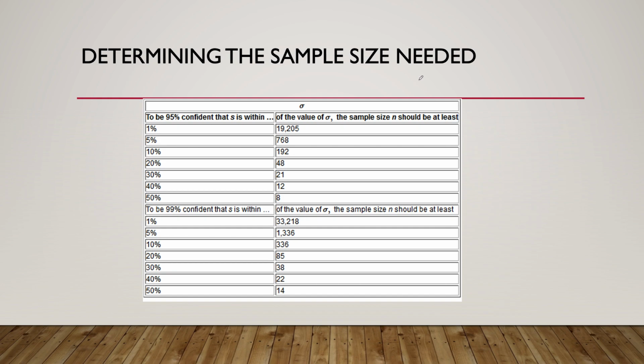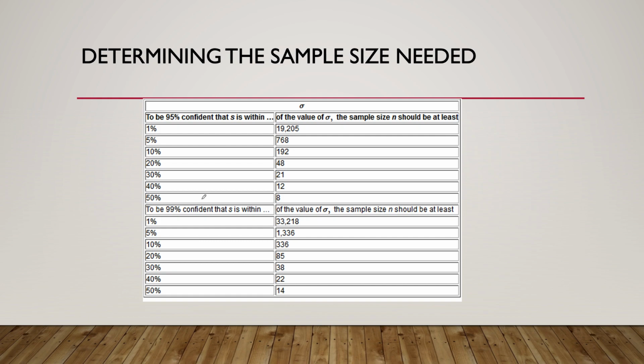And to determine the sample size needed, we have this table here. To be 95% confident that s is within 1%, 5%, 10%, 20%, 30%, 40%, 50% of the value of sigma, the standard deviation, the sample size n should be at least, and we have these values, 19,205, 768, 192, 48, 21, 12, and 8, respectively.